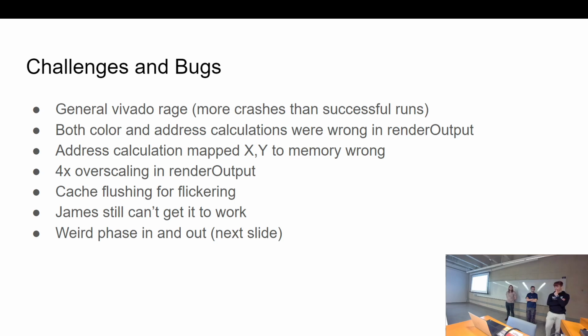And then our address calculation mapped to memory wrong. I totally implemented it thinking memory was in the top left corner. Even the lab said that wasn't right, and I kind of looked over that. We also added a 4 times overscaling in render output, which made our outputs really weird looking and overlapping.